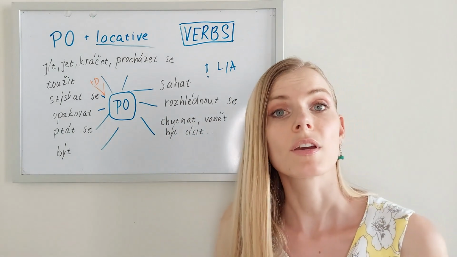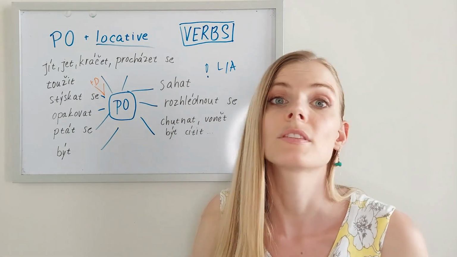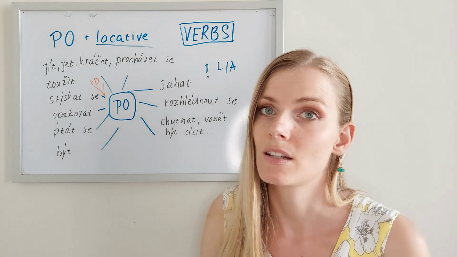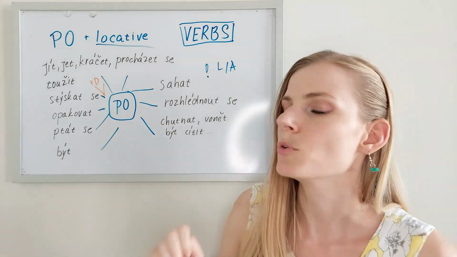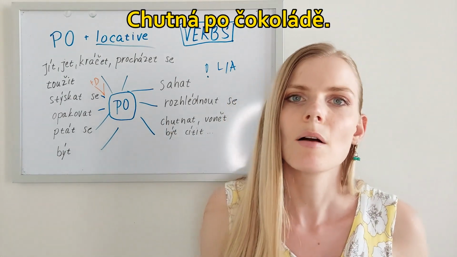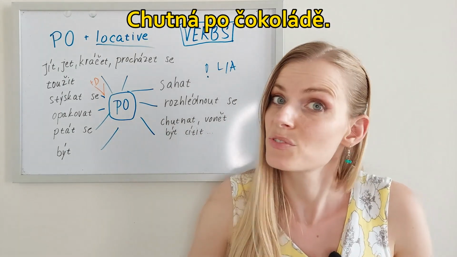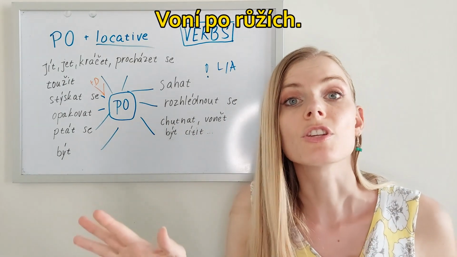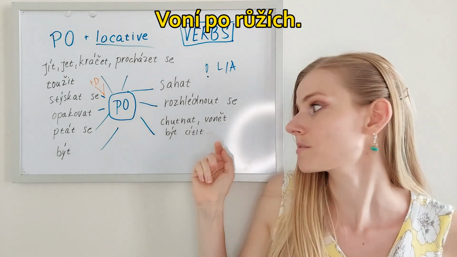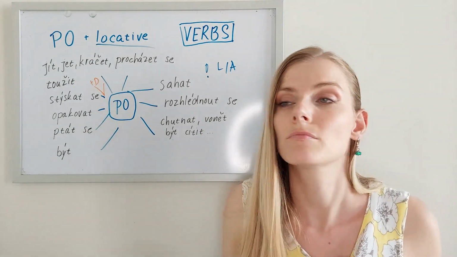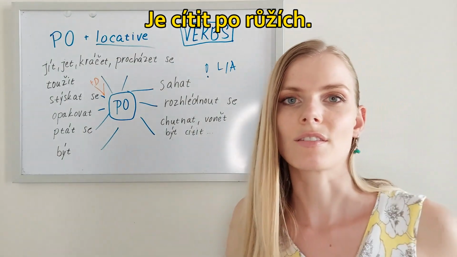And then when we speak about senses, what something tastes like or smells like. Chutnat po, to taste like. Chutná po čokoládě. Tastes like chocolate. The taste is after chocolate. Voní po růžích. It smells like roses. Or je cítit po růžích. Vonět and je cítit is actually the same.